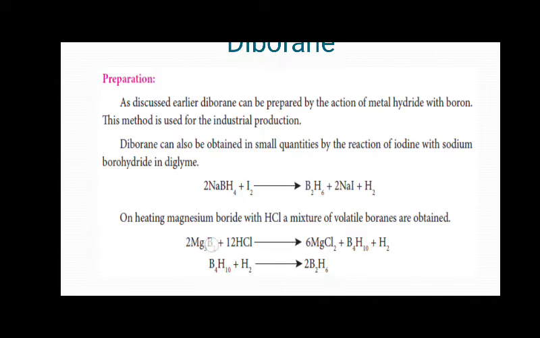On heating magnesium boride with 12 HCl, 6 MgCl2 with B4H10, another borane, is formed with H2. B4H10 plus H2 gives 2 moles of borane, diborane.